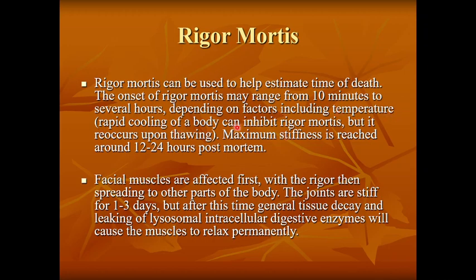Now, rapid cooling of the body can inhibit rigor mortis, but it reoccurs upon thawing. Thawing is a new term for you all. I want to explain what thawing is. Anything or any chemical that is placed at a very low temperature, below minus 100 degrees centigrade, is brought back to the normal temperature by slowly increasing the temperature, and this slow increase in temperature is known as thawing.